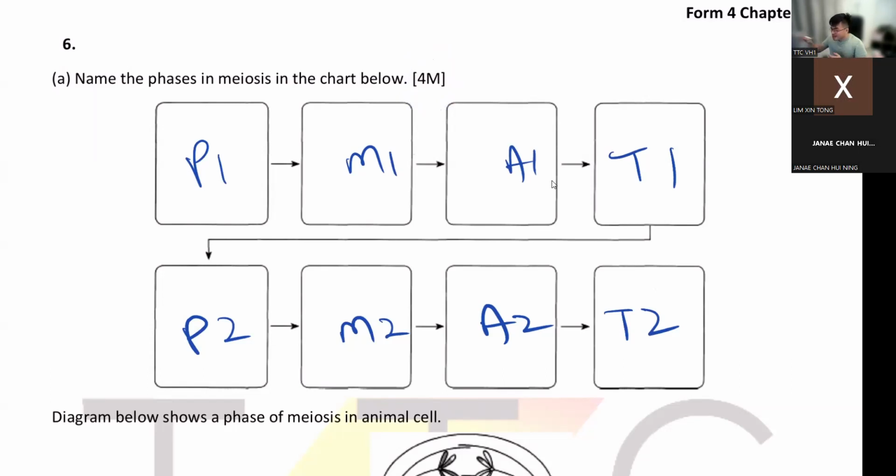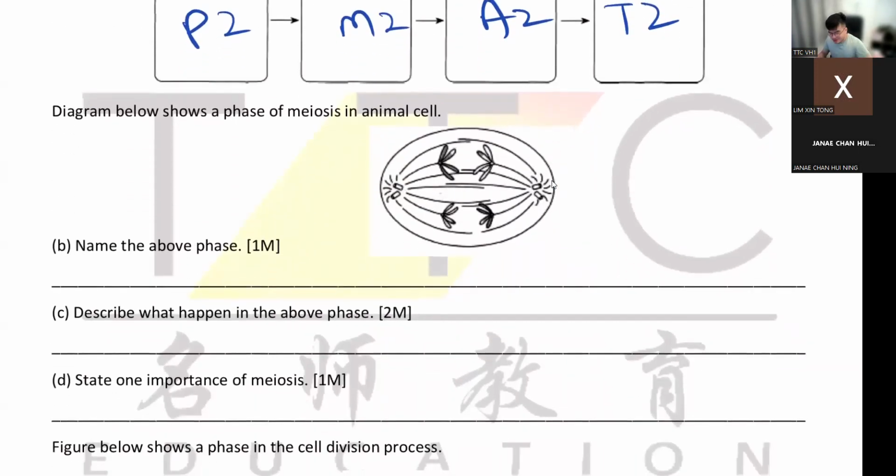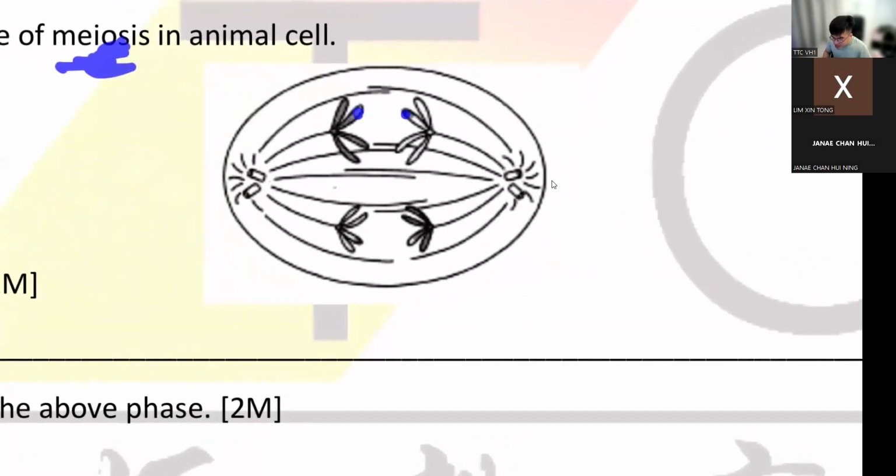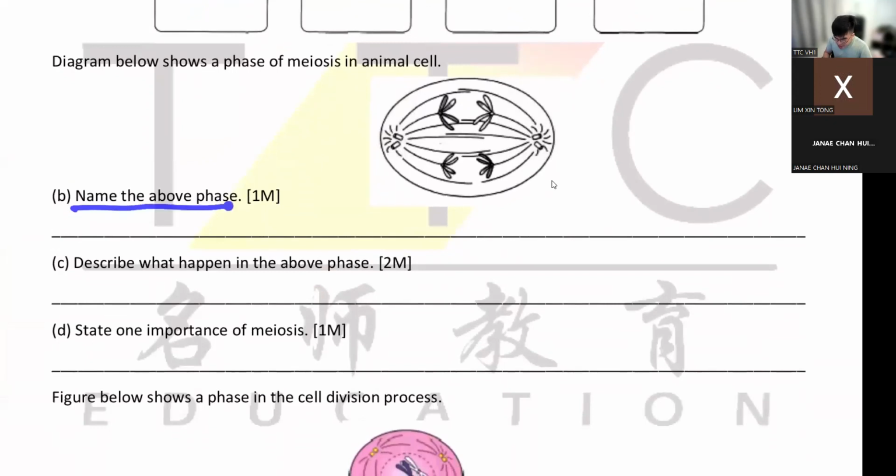Okay, let's look at how your exam will look something like this. So, can you see meiosis? Read the question. Sometimes they will tell you either this is mitosis or meiosis. Even if you don't know this is meiosis, you look at the pair. Can you see the leg changed color? If there's changing of color, that means there is crossing over. There's shuffling. Got shuffling means it's meiosis, right? So name the above phase. What is this phase?